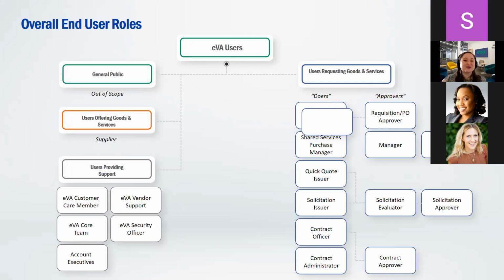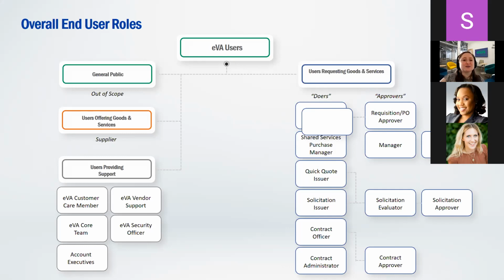We also had a very thoughtful consideration about keeping in mind who is providing support here. What did they need to know? And in this case, most of them need to know quite a bit. eVA customer care, vendor support, the core team, security officers, as well as account executives. Again, looking at how do these differ? In what situations might someone be helping? When do they maybe not need to know as much detail? And keeping all of that in mind for those processes.